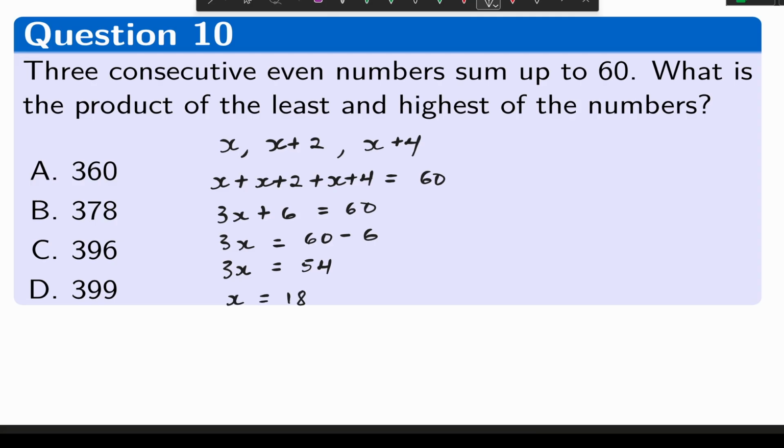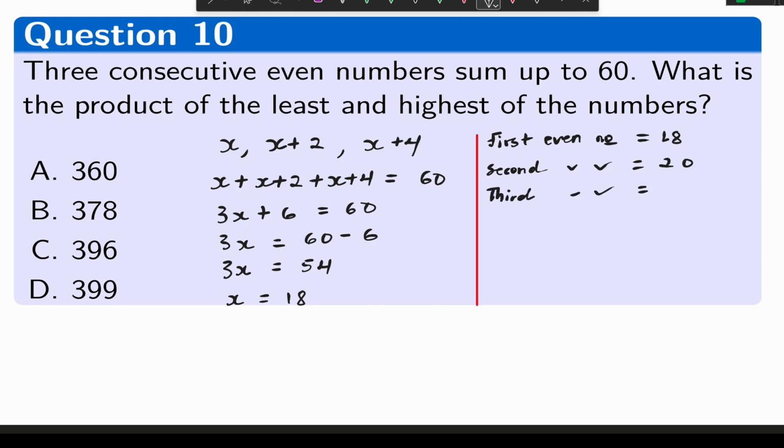So we have the first of these even numbers to be equal to 18. So here we have the first number to be equal to 18, and then the second number will be giving us 18 plus 2, which is going to be 20, and then the third even number will be giving us 22. Now, from the question, we are being asked to find the product of the least and the highest of these numbers, right? So we have to find the product of 18 and 22. So 18 times 22 is equal to 396. And so the correct option is option C.